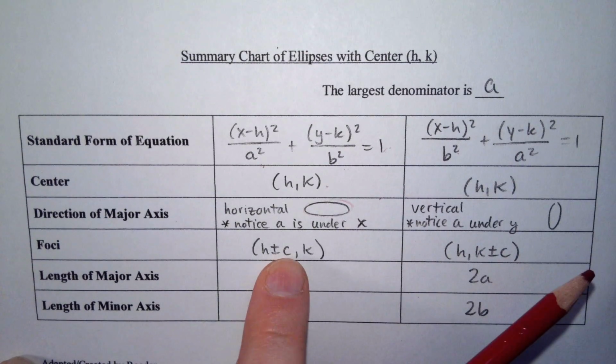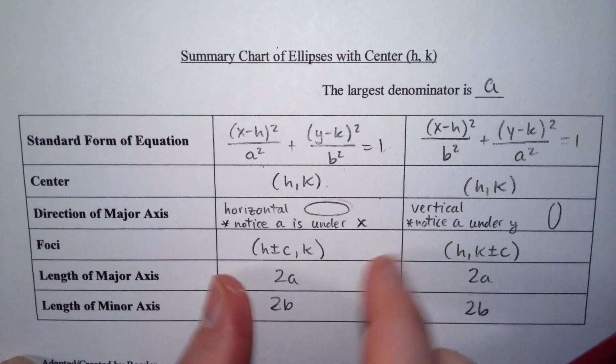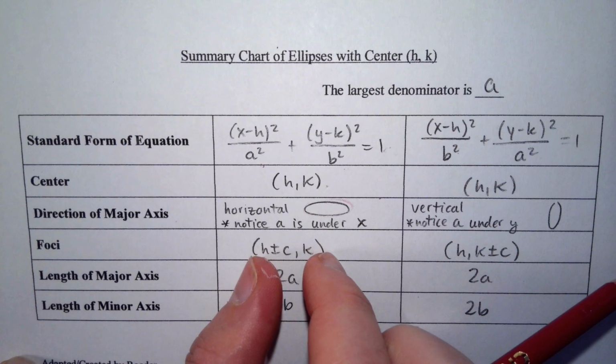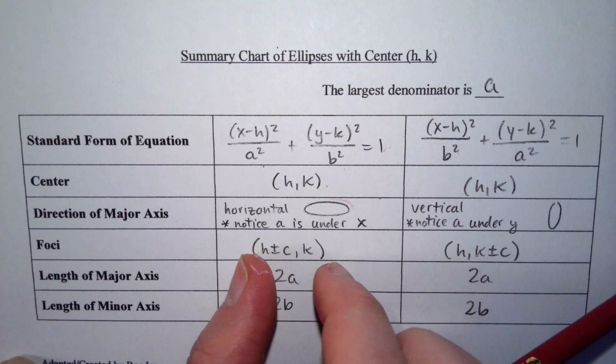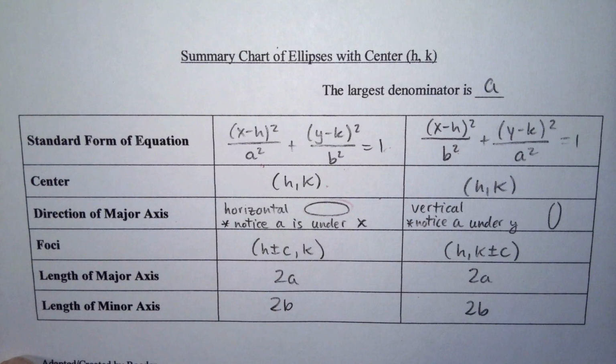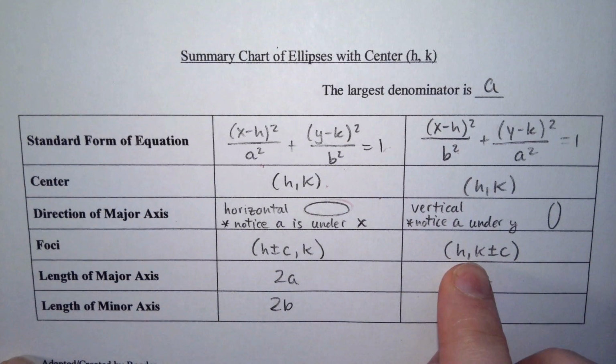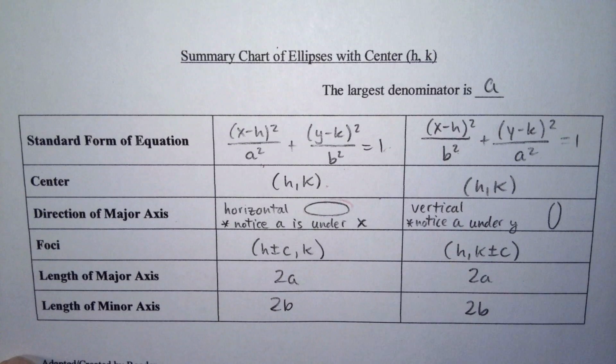So the foci have to go left and right to make it stretch that way. So I take the center and I add c units to the left, or subtract c units, and go c units to the right to get the foci. And here I take the center (h, k) and I go up c and down c to get the foci. The major axis is 2a, whichever way you go. The length of the minor axis is 2b, whichever way you go.